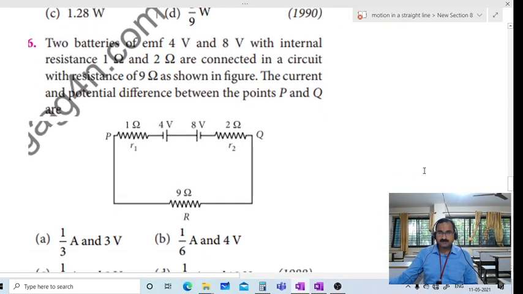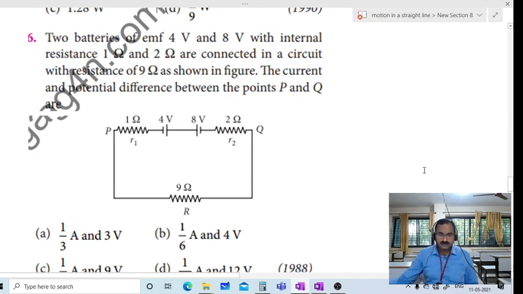Net EMF divided by total resistance, you apply there and solve that one. A similar model we already solved. And for the potential difference, take this one, this is the point P, this is the point Q. You apply the Kirchhoff rule for that, and to solve that we get the answer.